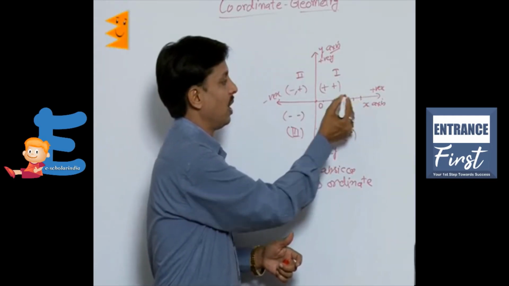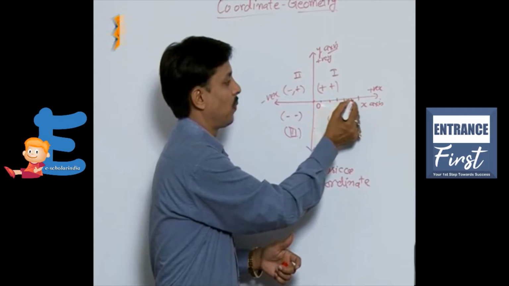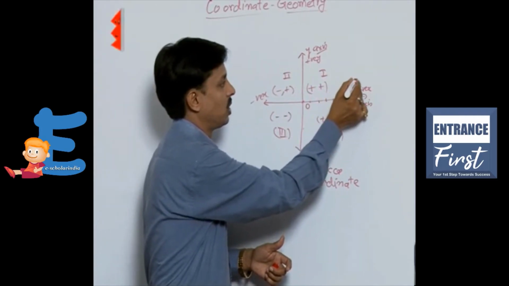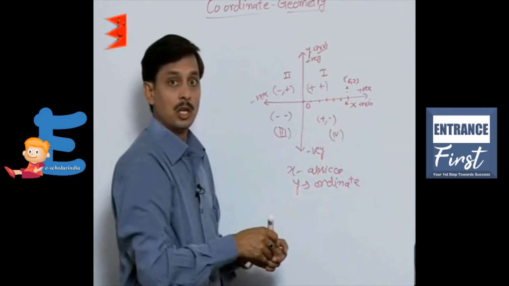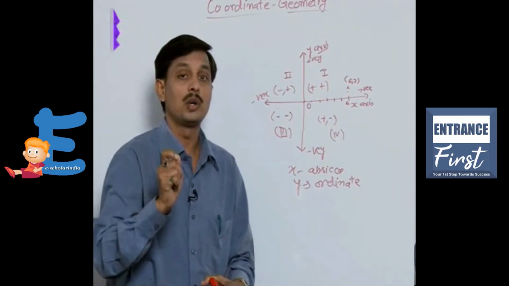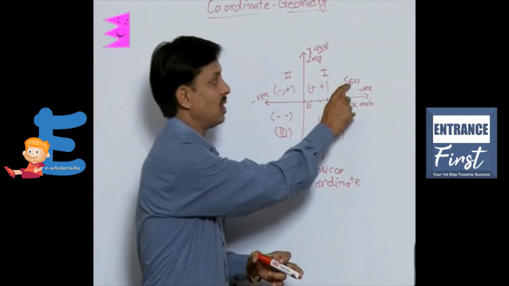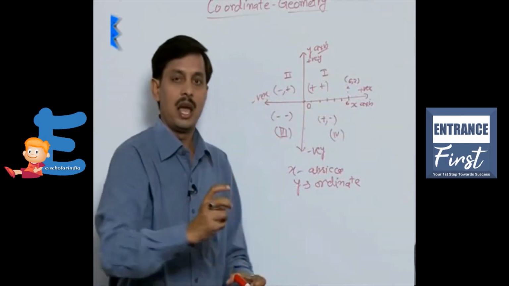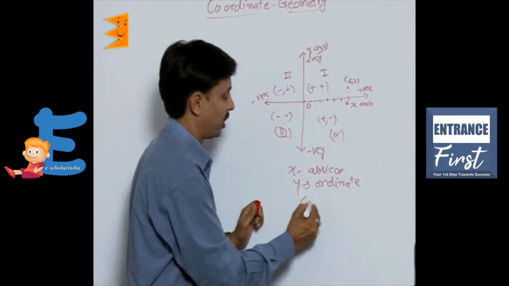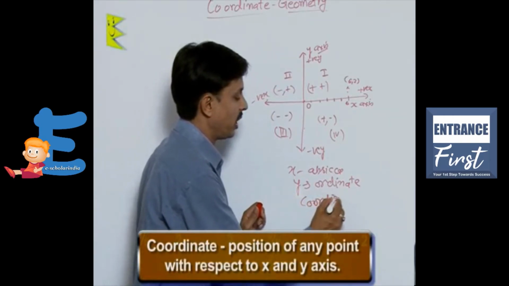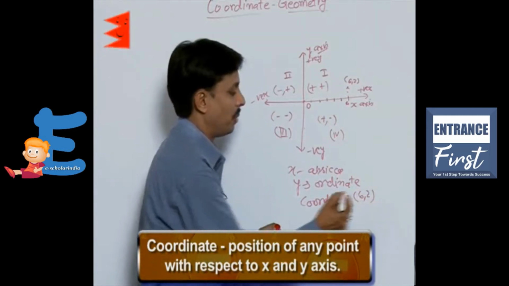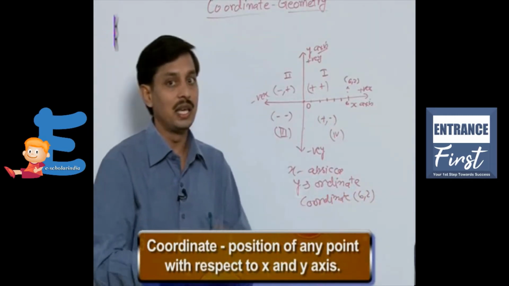How am I going up? It is 1, 2, 3, 4, 5, 6, and then 1 and this is 2. So this becomes 6, 2. So the position of this point is 6, 2. 6 is the abscissa, 2 is the ordinate, and this group 6, 2 is known as the coordinate. So coordinate means the position of any point with respect to the x and y axes.